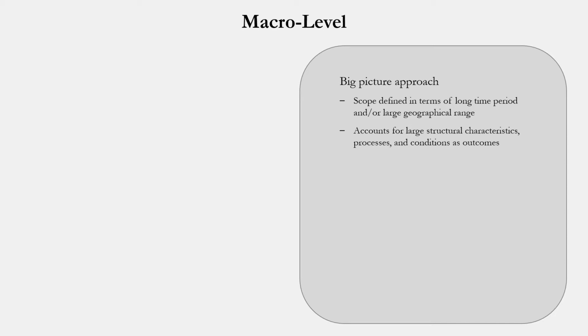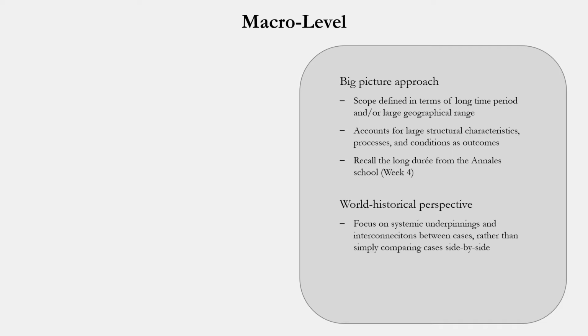Recall the so-called Annales school that I talked about in week 4, which relegated the normal scope of political and military history to what it saw as like the foam crest atop the ocean of history, whereas its concern with the longue durée instead focused on the slow-moving but powerful currents lying deep beneath the surface of history. A similar type of world historical perspective has recently become very popular in genocide studies, which is moving away from a tendency to compare cases side by side.